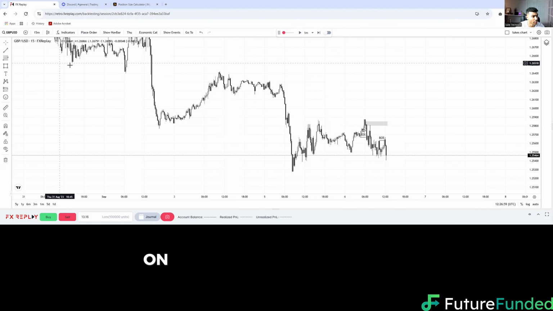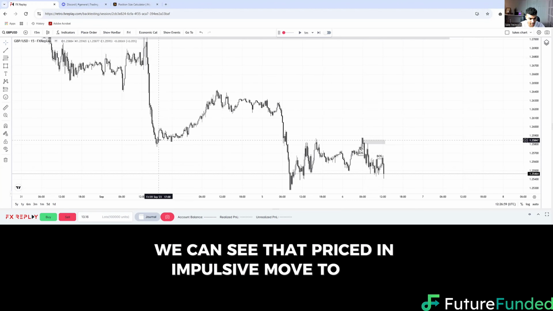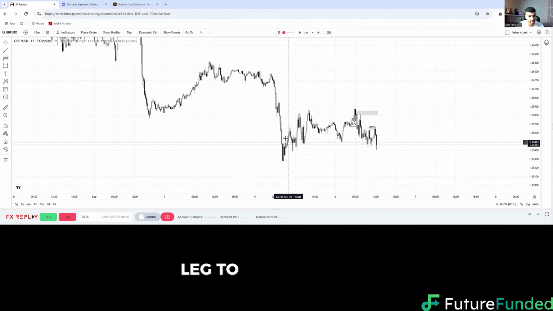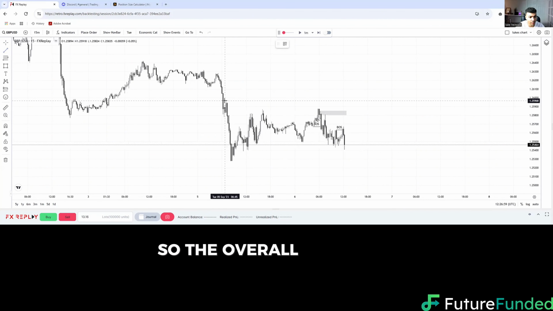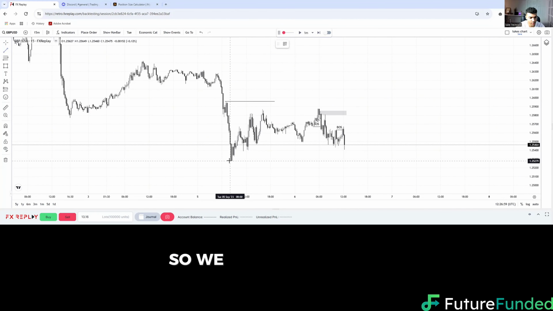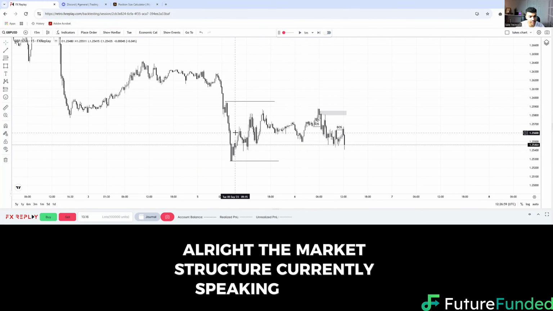But as we can see here on the 15-minute time frame, to get our directional buys, we can see that price did an impulsive move to the downside. We then created some form of consolidation before we had our next leg to the downside. So the overall 15-minute internal range is from this high to this low. So we know we're in a bearish 15-minute range, and the market structure, currently speaking, is down.